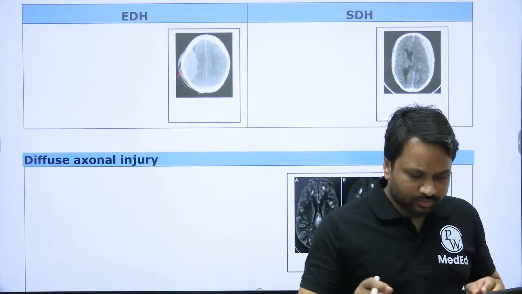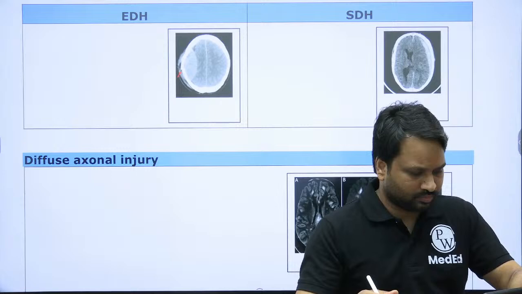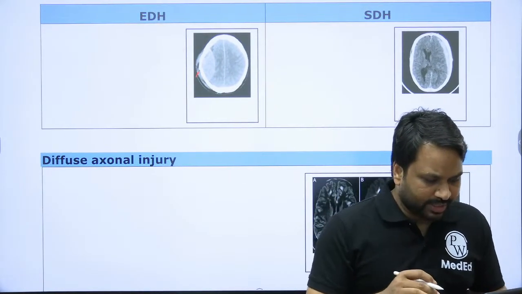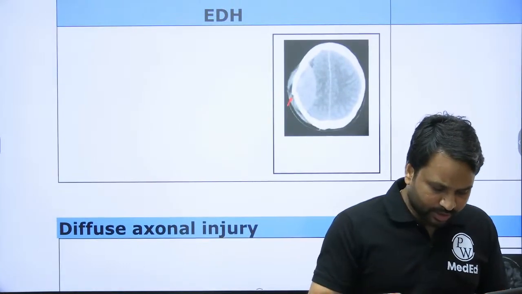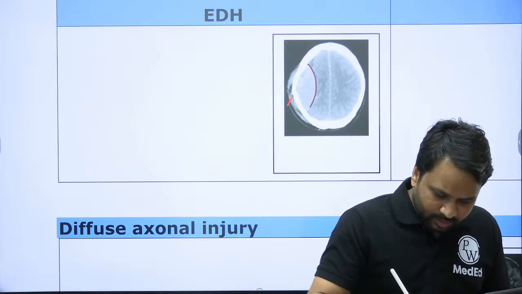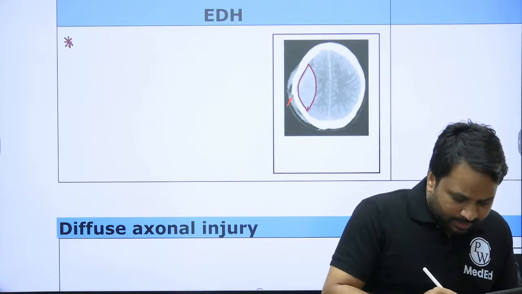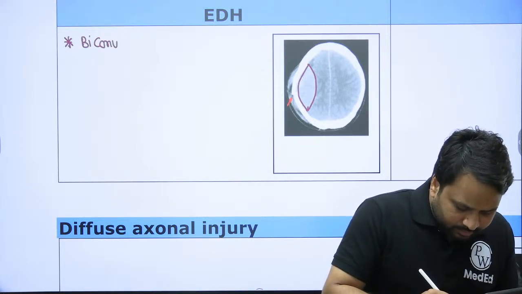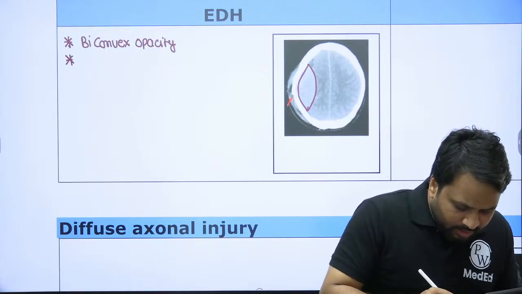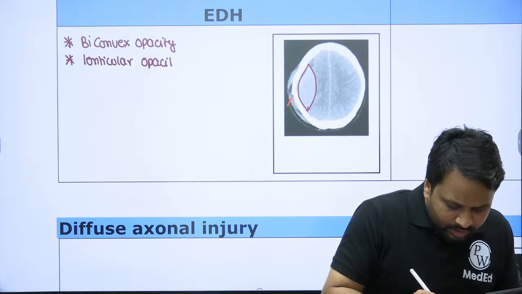Right. So we'll talk about the systemic part of the surgery now. In traumatic head injuries, you have two images that you will see. The number one is EDH, the other one is SDH. In extradural hemorrhage, this is the opacity we are able to see. This is what we call the biconvex opacity, or also called the lenticular opacity.